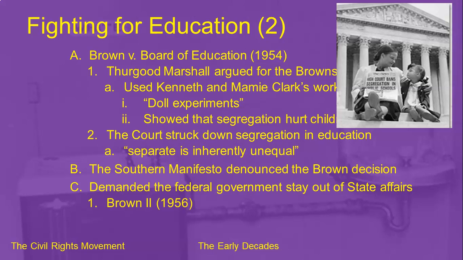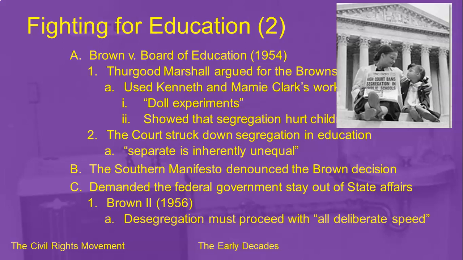In 1956, there was another court case. It's called Brown 2, Brown v. Board of Education. According to the Brown v. Board of Education decision, all schools were required to integrate. This court case, Brown 2, was over how quickly they needed to integrate. And unfortunately here, the Supreme Court kind of punted or passed the buck. They said in their ruling that desegregation needed to proceed with all deliberate speed.